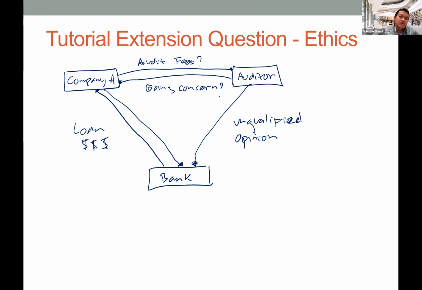So this is the summary of the case. If you see from this case, you can see that every actor has their own self-interest. The auditor has an incentive to issue an unqualified opinion, because if the auditor issues an unqualified opinion, the company will get some financing and they will be able to collect their audit fees.